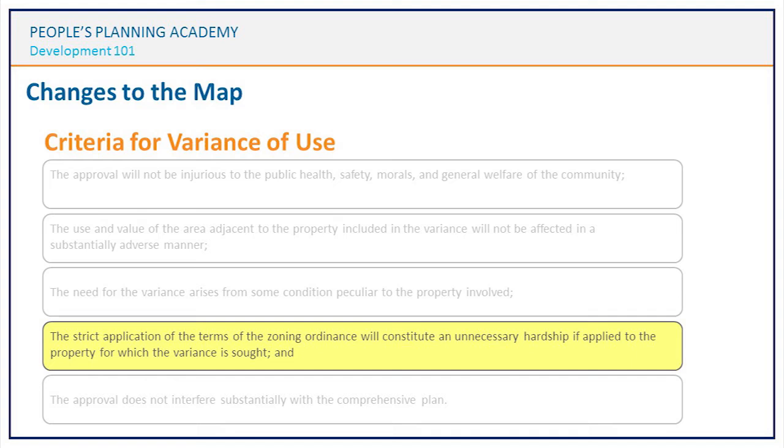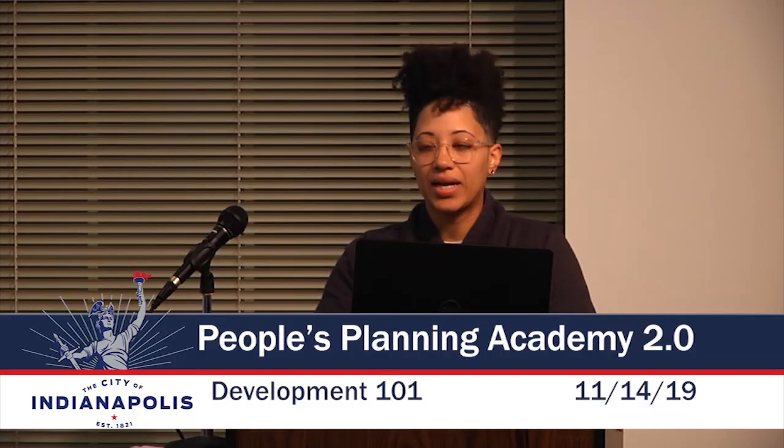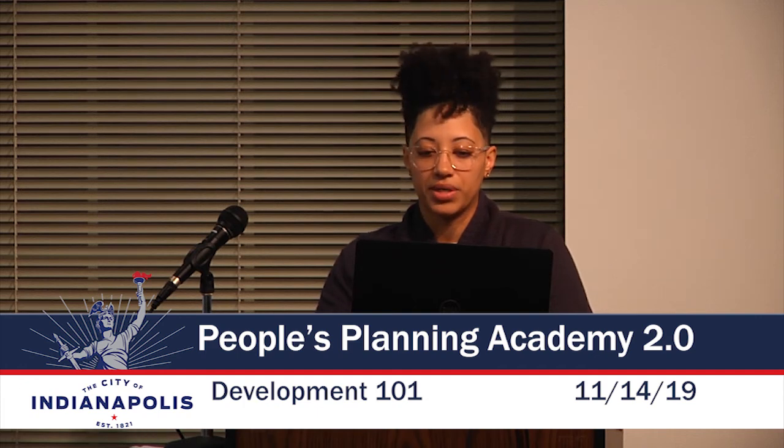All right, and I'll answer questions right after the last one. So the last criteria: the approval does not interfere substantially with the comprehensive plan. The comprehensive plan includes sub-area plans, the thoroughfare plan, design guidelines, all of those things that we discussed in class 5. It does not say compliance with a comprehensive plan.